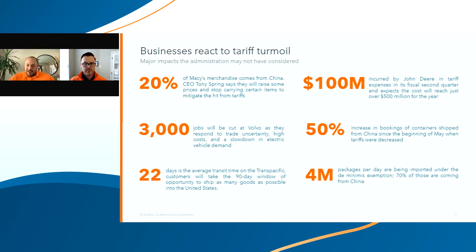But really, just to understand the scale, right? 4 million packages per day being imported under the de minimis exemption are now being forced to pay those tariffs. Like, it's quite a bit. The impact from President Trump's tariffs has been sizable. Again, as things change, I wouldn't be surprised to see those stats change quite a bit, but more to come on those.